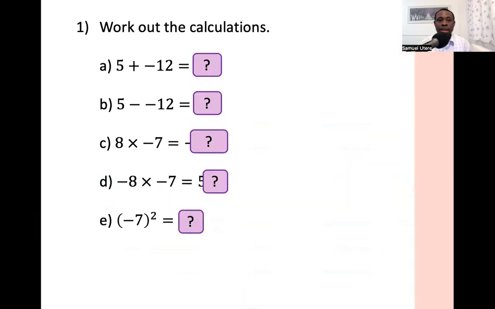Before we start, I would like you to do the retrieval practice questions in 4 minutes. Assuming you've paused the video and you've answered the questions, here are the answers. You were simply asked to review what you have already learned about working with directed numbers. So this is 5 add negative 12.